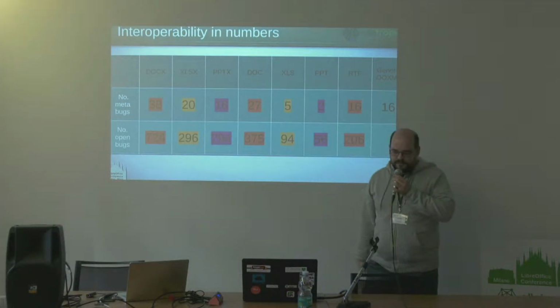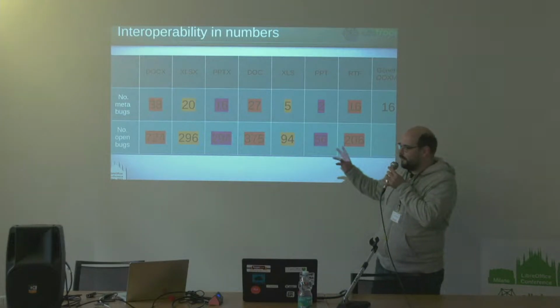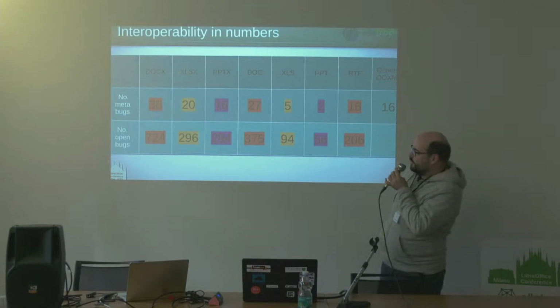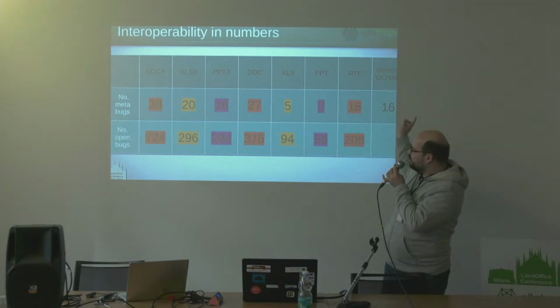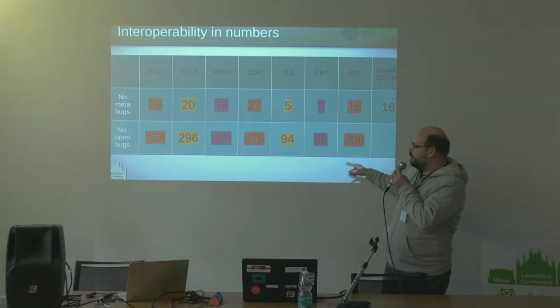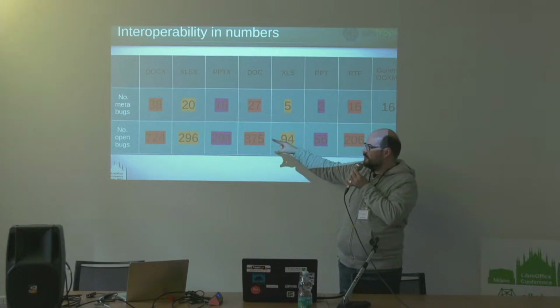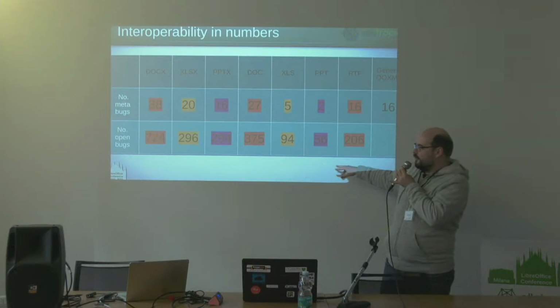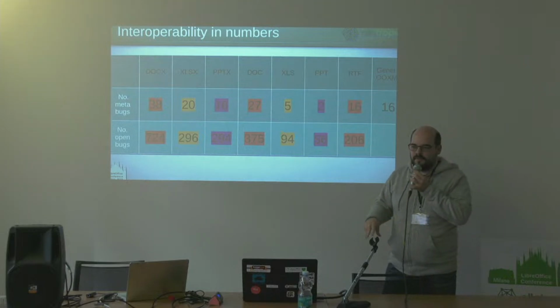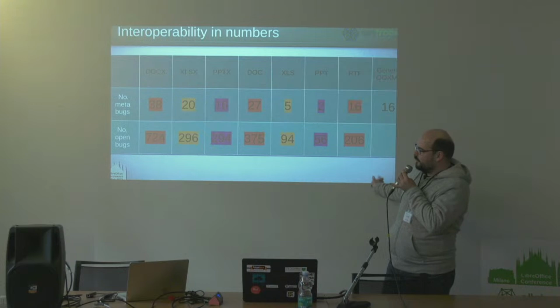So, a lot of numbers. This is the number of meta bugs in the first line for docx, XLSX, and so on. And the actual number of open bugs under those categories, which of course include the open bugs, the meta bugs, and all these subcategories which I will talk about later.